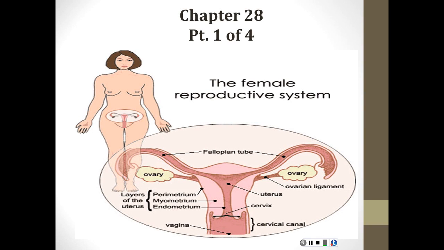This is part 1 of 4 videos that I have you guys to watch. Please make sure that your children are not around, just like I informed you guys in chapter 27 with the male reproductive system, due to the very graphic pictures that we're going to have and the information that we're going to discuss.